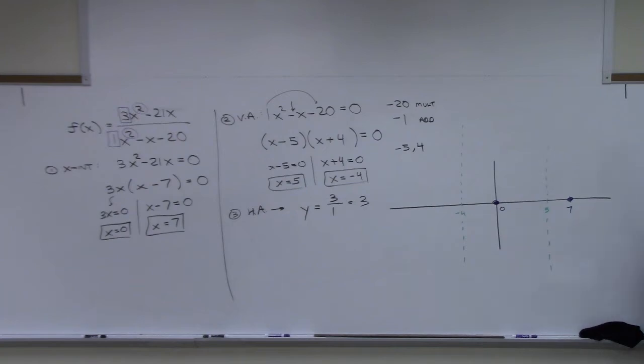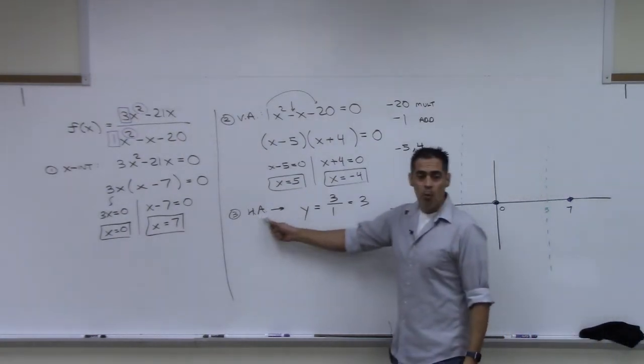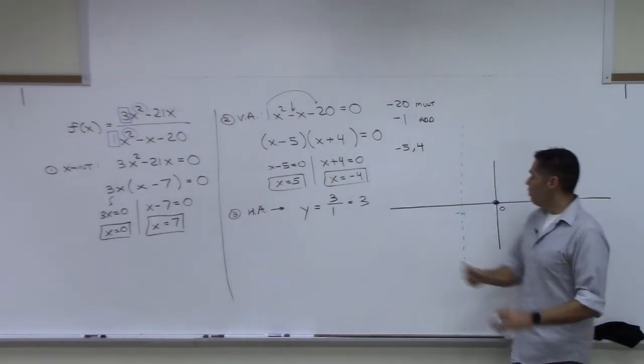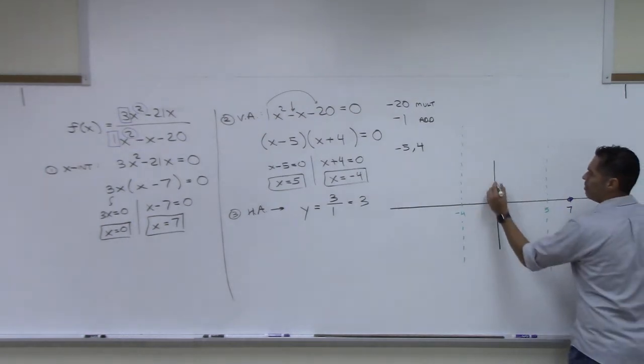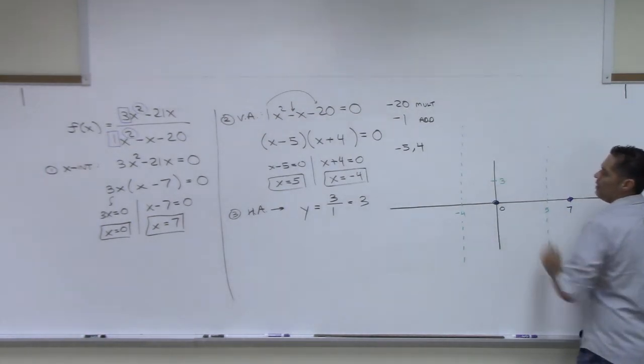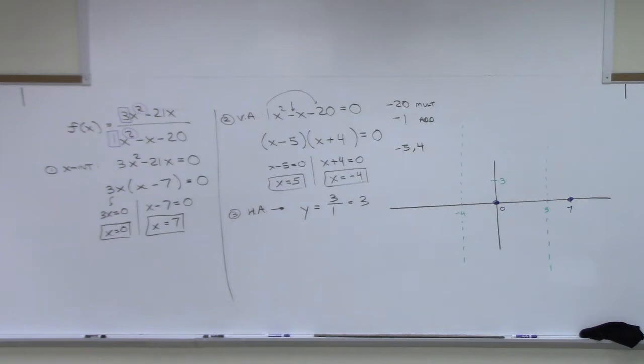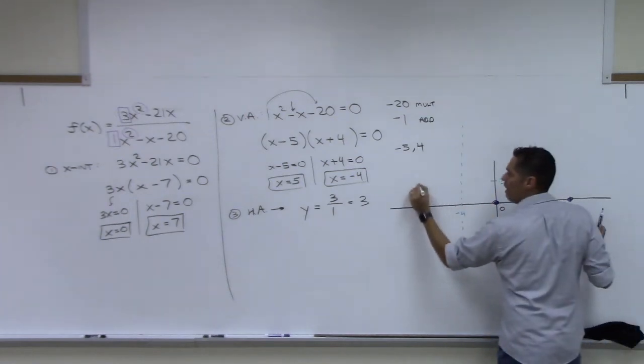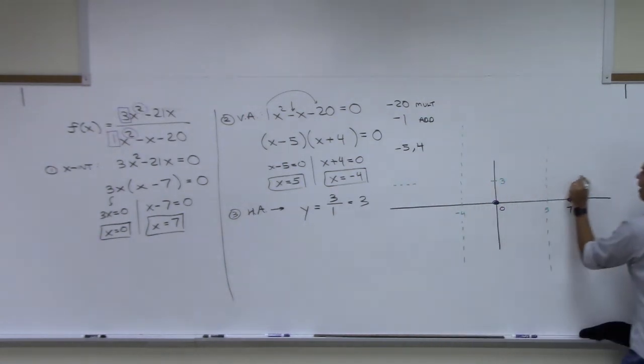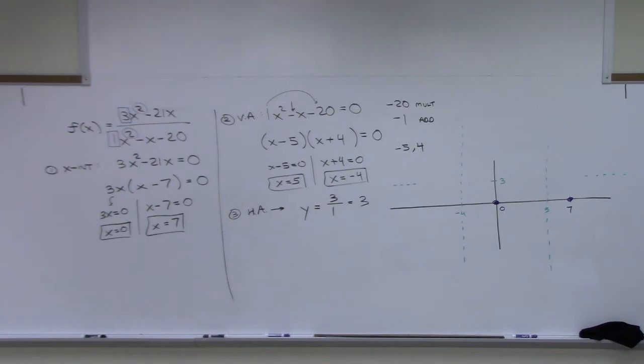Now I have a horizontal asymptote at y equals 3, which means you go up 3 units and then do what? Draw a horizontal line only at the ends, right? A dotted line, but only at the edges. So out here and then out here, all right? Not all the way across. That'll mess you up. Any questions?